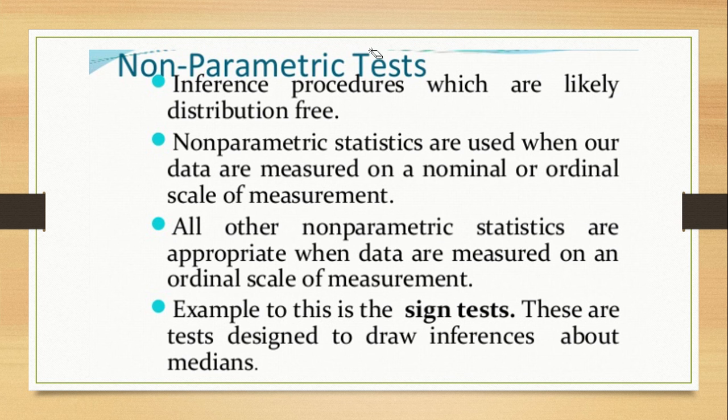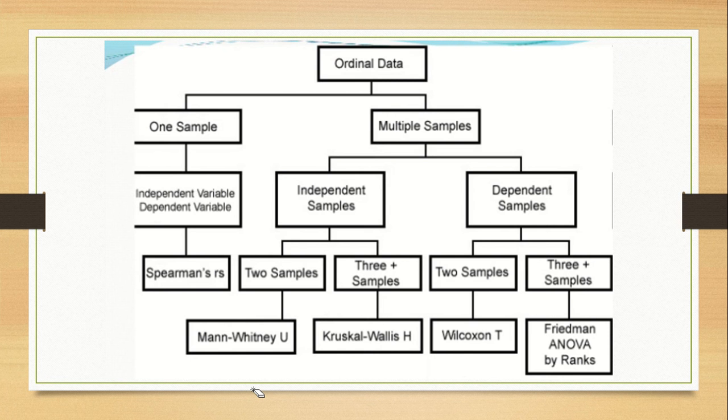So the non-parametric test inference procedures are likely distribution free. Non-parametric statistics are used when our data are measured on a nominal or ordinal scale of measurement, while all other parametric statistics are appropriate when data are measured on an interval or ratio scale. An example of this is the sign tests. These are tests designed to draw inferences about medians.